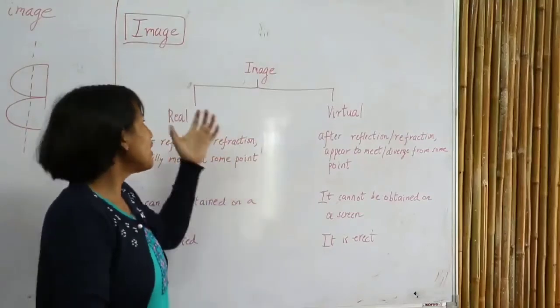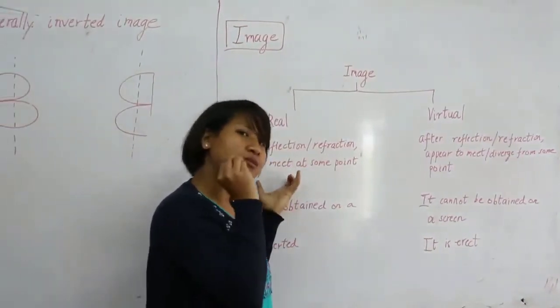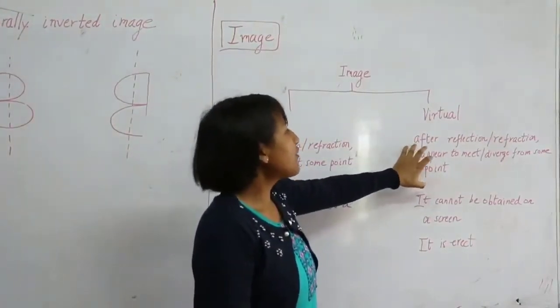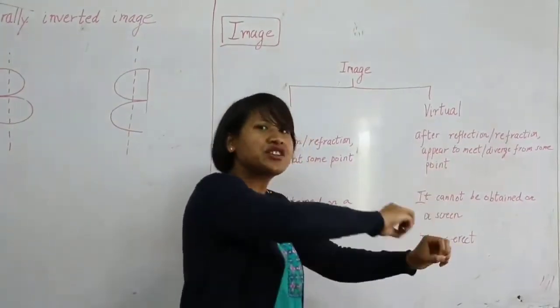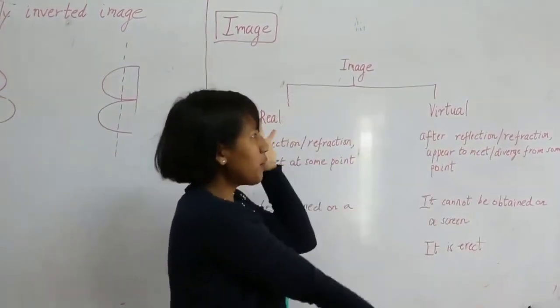So a real image is when, after reflection or refraction, the rays actually meet exactly at some point, but in terms of a virtual image, after reflection or refraction, they will appear to meet or diverge, coming almost diverging from that point.